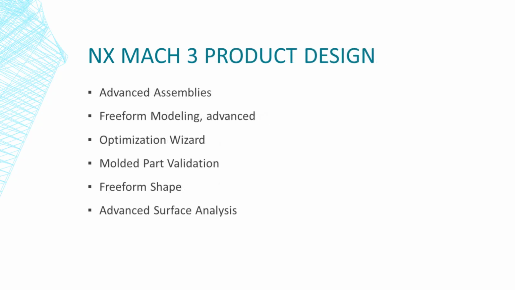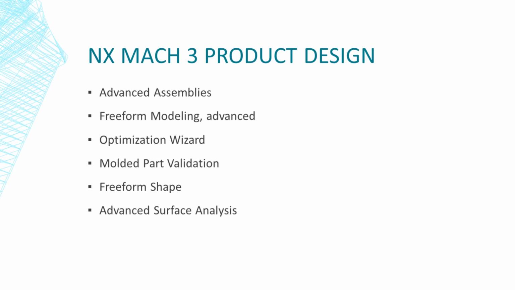Finally, the top tier rung we have is NX Mach 3 Product Design. It has everything mentioned before, as do the other rungs, plus all these. These have advanced assemblies, so larger scale assemblies, and advanced freeform modeling, so that's some more advanced surfacing tools for A-class features. We have Optimization Wizard, which is automated design optimization for weight, size, volume, other things as well. There's molded part validation, an automated tool for checking your molded part for actual feasibility. There's Freeform Shape, which again is more advanced freeform surfacing tools. And then there's Advanced Surface Analysis, which is a check and optimization for surfacing.